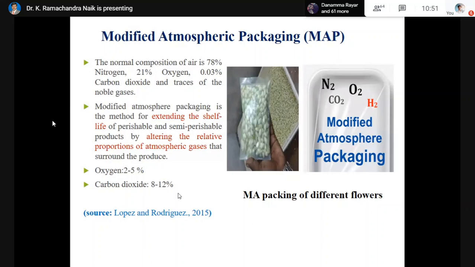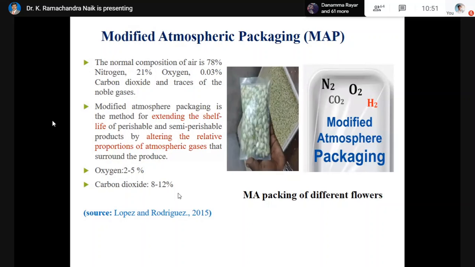With 2.5% oxygen in this mixture, the flower faces difficulty in breathing, so more days are required for breathing, and that is called vase life or storability. Hope all of you are following me.